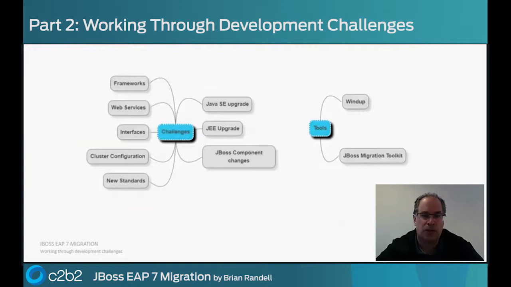So what challenges do we face? Well, we've got some underlying technology changes. When we move to EAP 7, there are three things that are going to change. We're going to change our Java SE, more than likely. We're definitely going to change our JEE version, and we're going to change some JBoss component things.